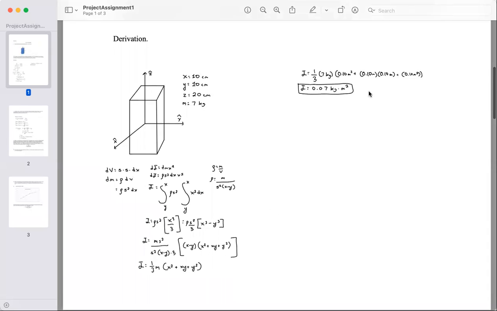And so then I plugged in my values. So I got I equals 1/3 times 7 kilograms times 0.1 meters squared plus 0.1 meters squared plus 0.1 meters squared. And so I got a moment of inertia of 0.07 kilograms times meters squared.